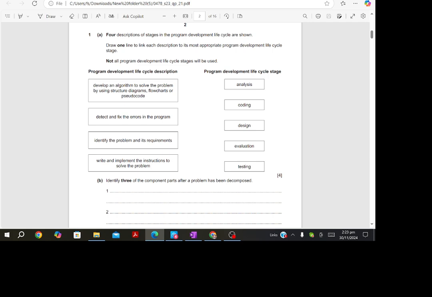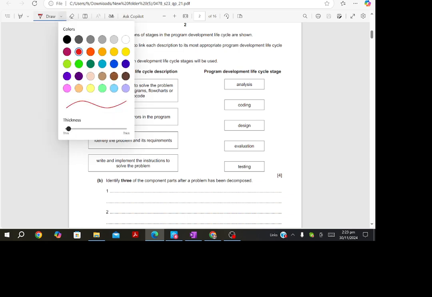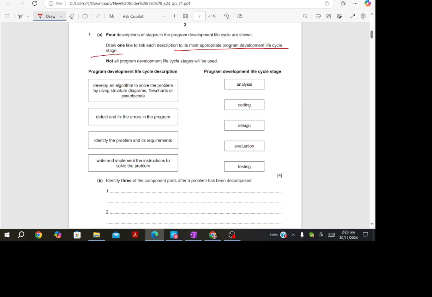Four descriptions of stages in the program development life cycle are shown. Draw one line to link each description to its most appropriate program development life cycle stage. On the right side you can see the stages from the program development life cycle, and on the left side the descriptions for these stages are given.